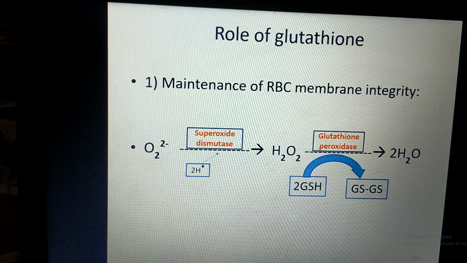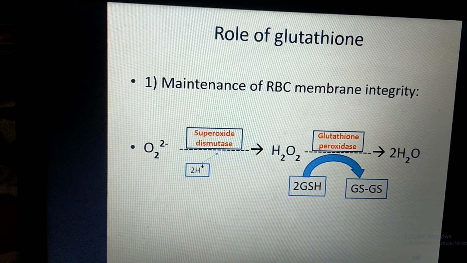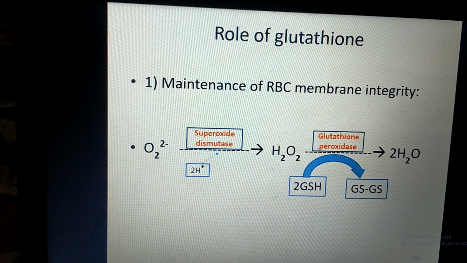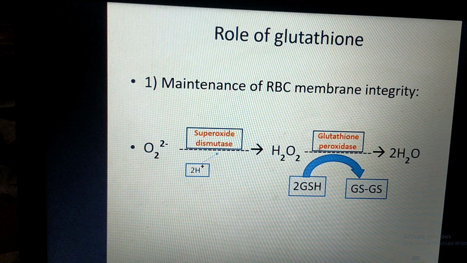First is maintenance of RBC membrane integrity. Now in the RBCs, superoxide anion is continuously formed. This superoxide anion is converted into hydrogen peroxide by an enzyme, superoxide dismutase. Now this hydrogen peroxide is a reactive oxygen species because it is formed by incomplete reduction of the oxygen molecule. This hydrogen peroxide is harmful for RBCs.